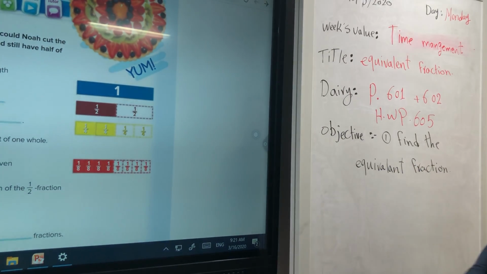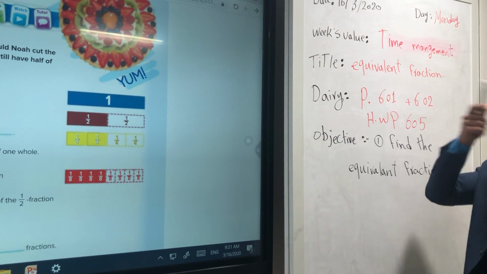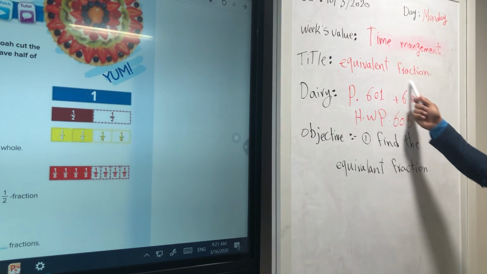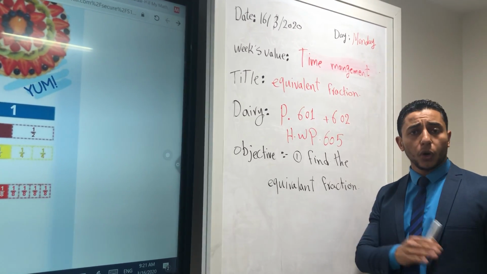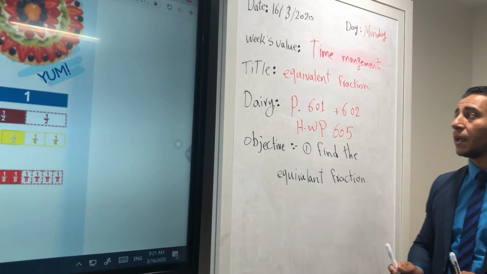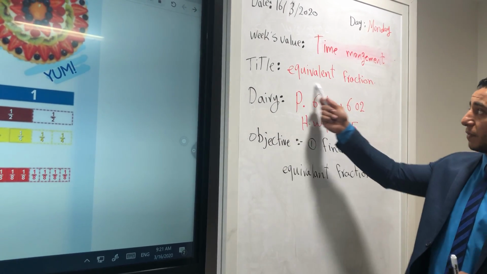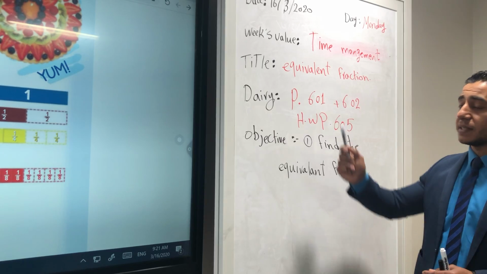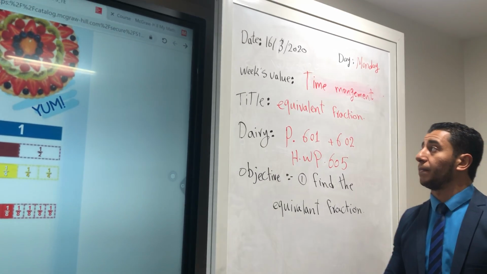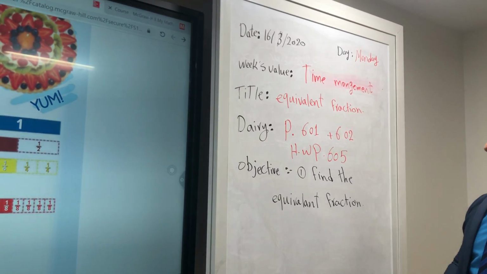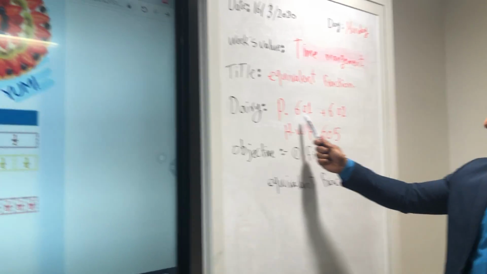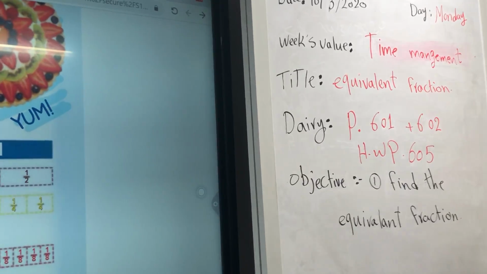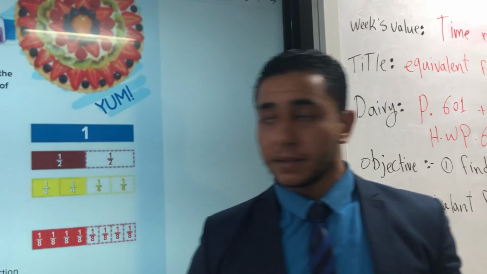Today we are talking about equivalent fractions. You studied how to write a fraction as a part of a whole or a part of a set. And today we'll take equivalent. Equivalent means equal. So, equivalent fractions. Okay, please, my fabulous students, open page 601, and pay attention to me, please.